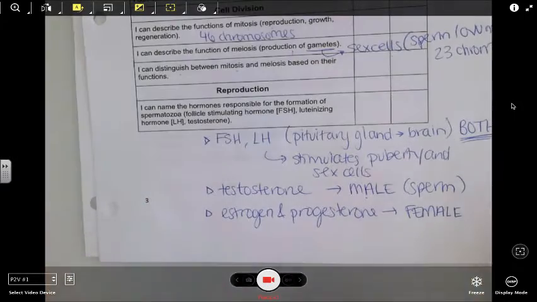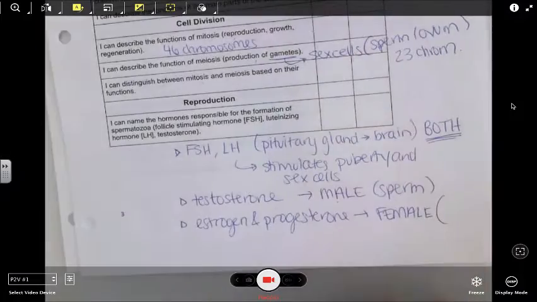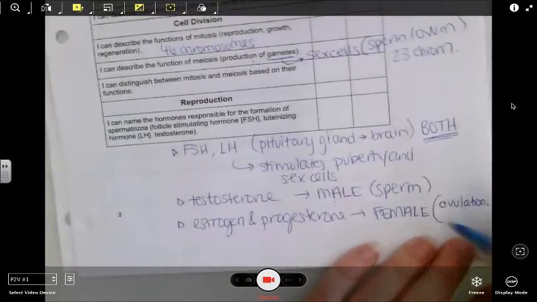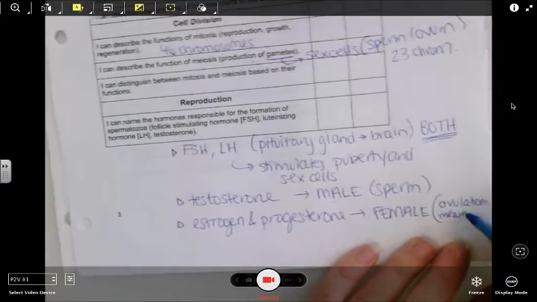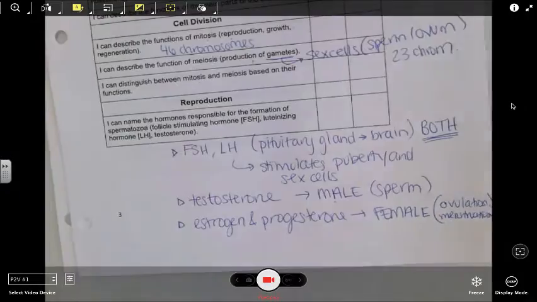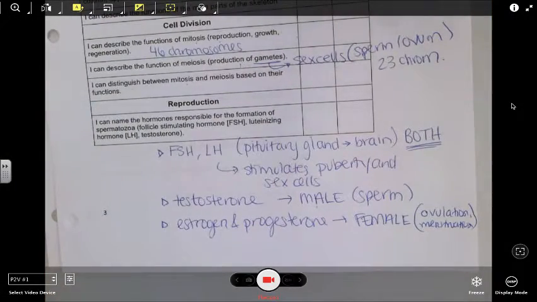Okay, and these would stimulate ovulation and menstruation. But it's telling us to focus on male. It doesn't say anything about female. So I guess the question is going to be about male sex hormones.